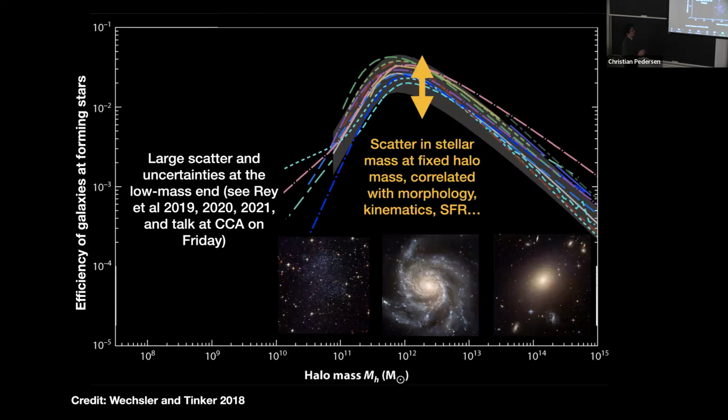And that's because even though the predictions actually converge reasonably well around the Milky Way scale, there's still significant scatter at any given mass. And this scatter at fixed halo mass, we expect scatter in stellar mass, and there are now many lines of evidence that this scatter is correlated with other secondary galaxy properties.